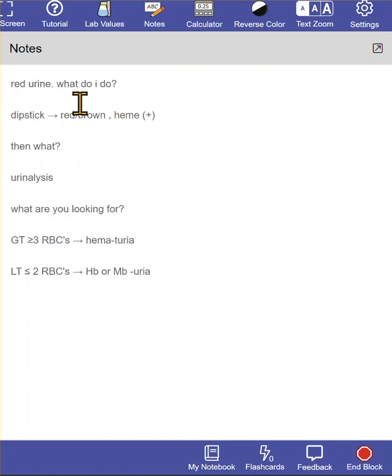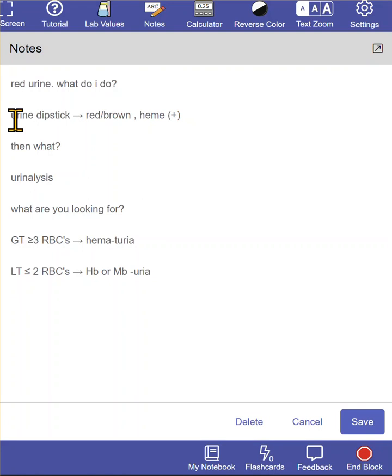All right. So red urine, what do I do? This is very common in hospitals, so it's good to pay attention. The first thing, if you see red urine or a patient that comes in with red urine, you want to do a urine dipstick, right? Let's say the result is red-brown with heme positive, then what? You want to do a urinalysis next. What are you looking for? If it's greater than or equal to 3 RBCs, then you're calling it hematuria. And if it's less than 2 RBCs, then it's hemoglobinuria or myoglobinuria, which can lead to rhabdomyolysis, right?